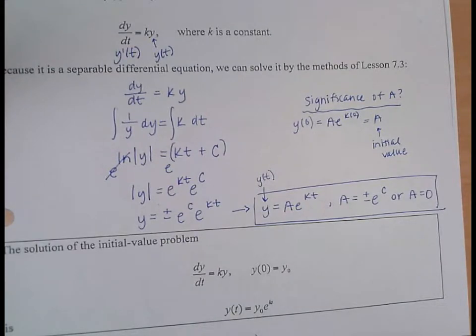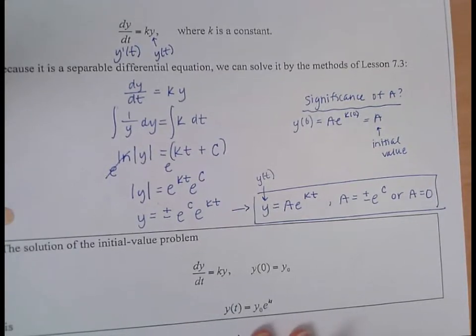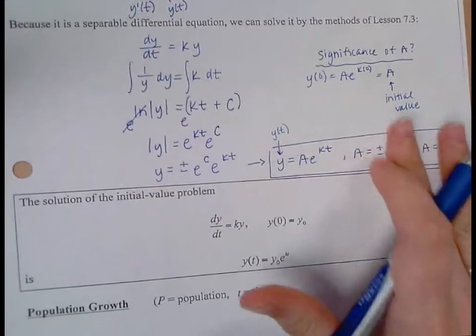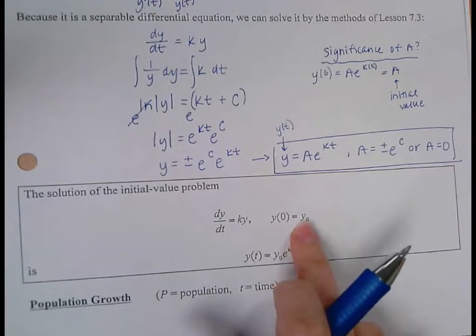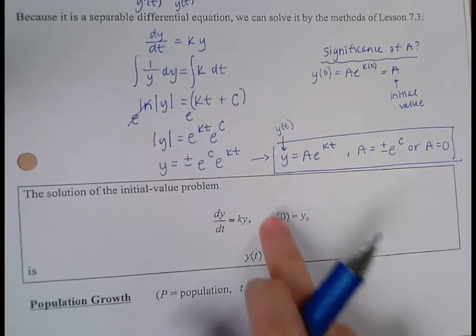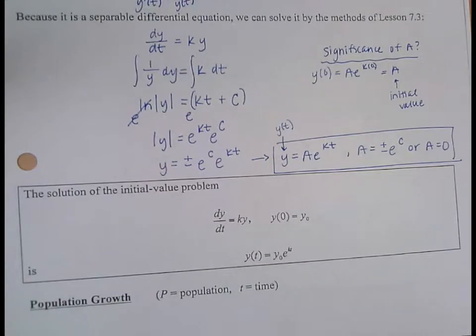And they usually don't use a when they're talking about these applications; rather, the notation changes for these specific applications. Rather than using a, they use y sub 0, or if you had p for population, you'd have p sub 0, just to show that initial value.